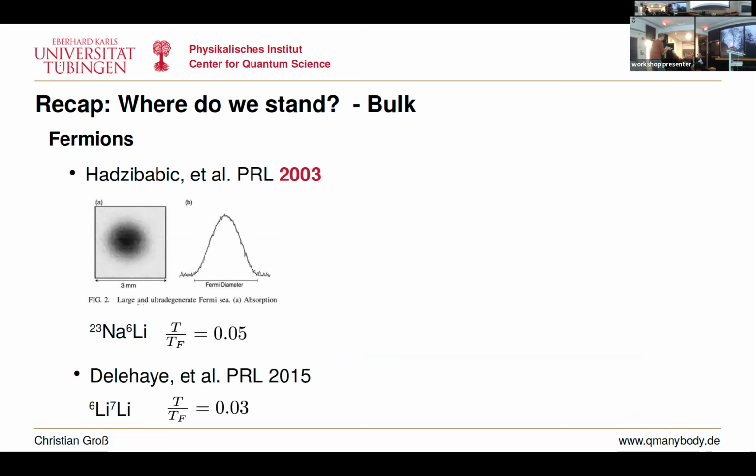So experiments in 2003, we had two of the protagonists sitting behind this experiment. That was done in Wolfgang's group. Martin is here. Zoran was first author. Already in 2003 they reached 5% of the Fermi temperature. This is basically the standing record that we have today. There was one experiment where they report 3% of the Fermi temperature in Christophe Salomon's group. It's very similar. But it's basically a record which is 20 years old and was not broken since then. And the question is why?